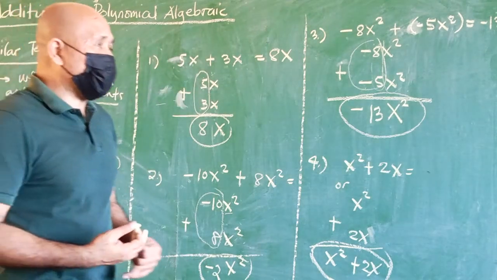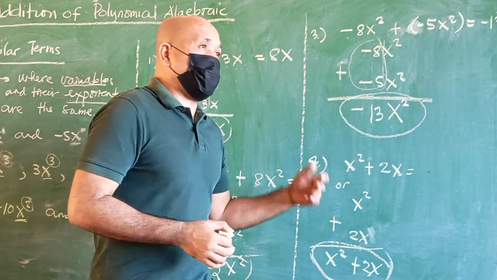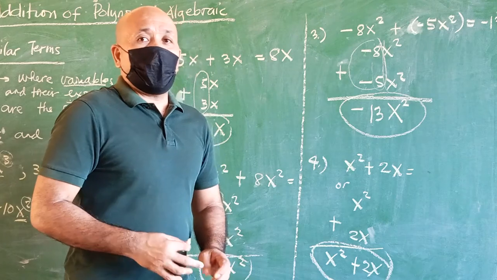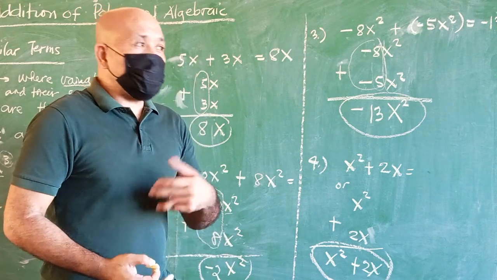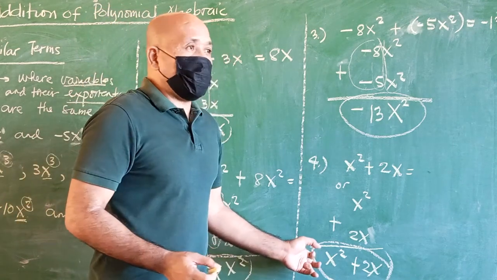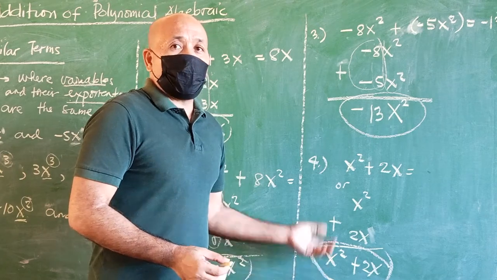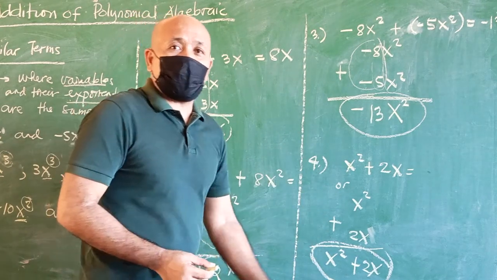Okay, so that is why there is binomial, there is trinomial, there is multinomial. That is the result when you add algebraic expressions where variables or exponents are not the same.